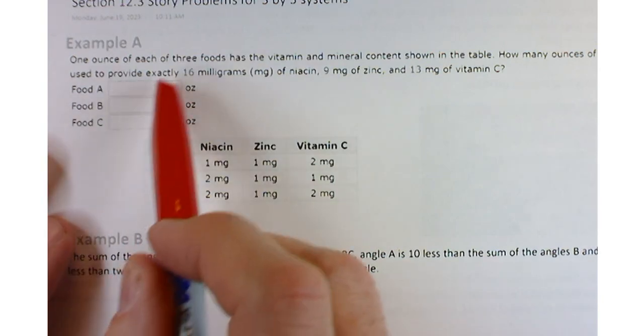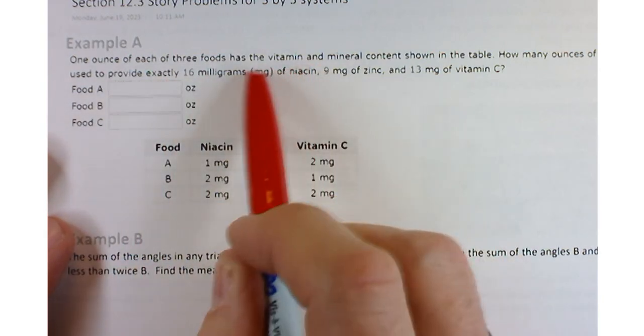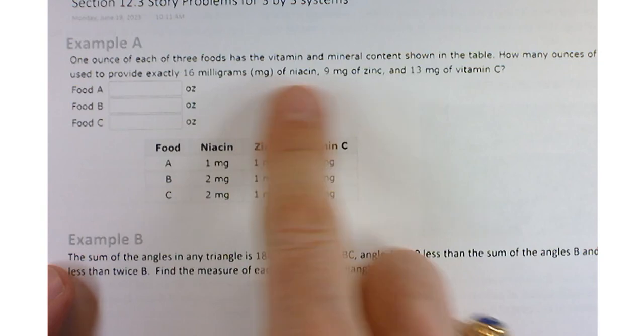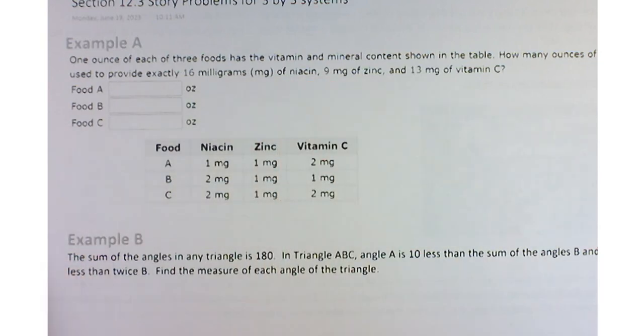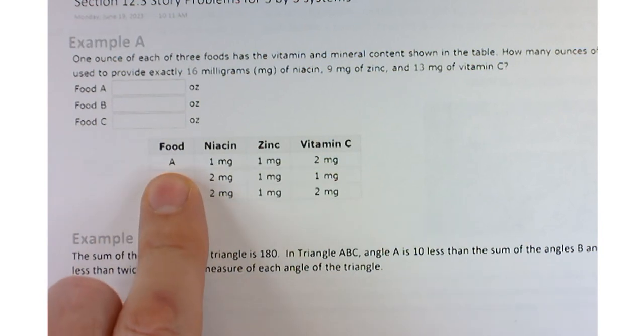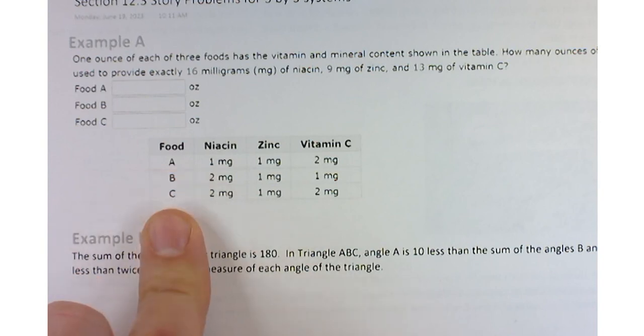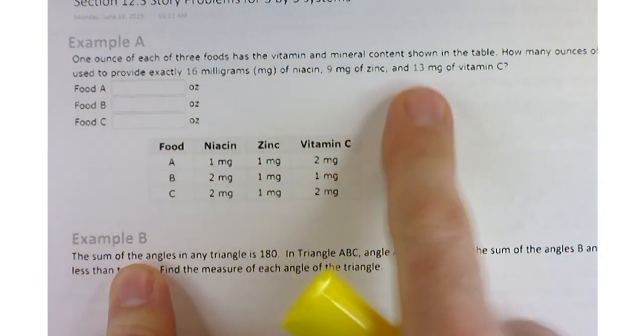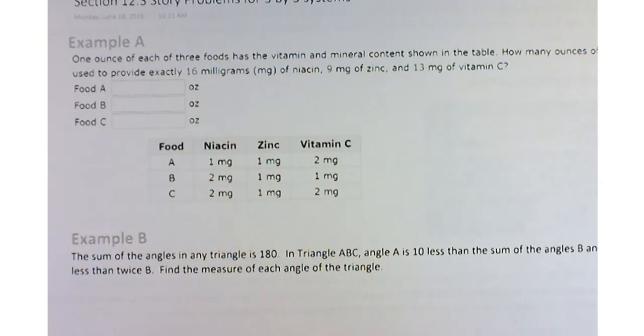So there's 1 ounce of each of the 3 foods, with the vitamin and mineral content shown in the table. How many ounces of each must be used to provide exactly 16 milligrams of niacin, 9 milligrams of zinc, and 13 milligrams of vitamin C? Some interesting choices there, but let's see if we can set up a system of equations to help solve this. We're going to let A, B, and C represent the number of ounces of each that we need to get this RDA requirement that we're looking for.